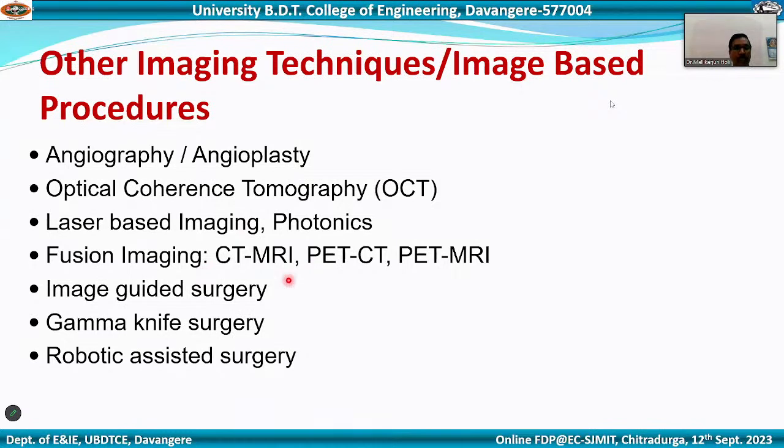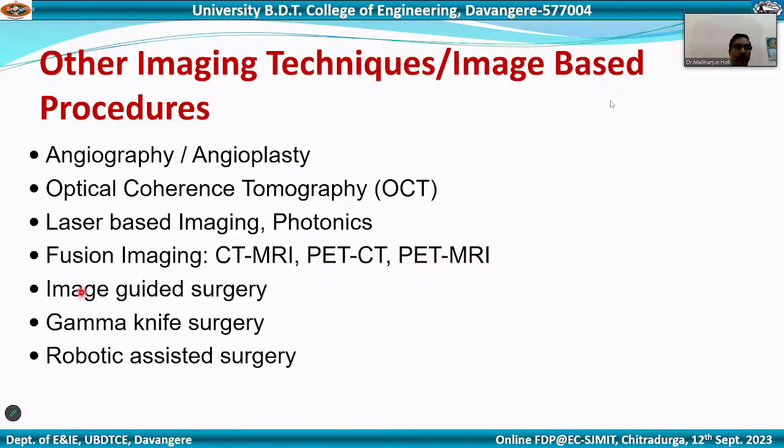Then there is fusion imaging. As I said, CT provides very good contrast for hard tissue and soft tissue, while MRI provides very good contrast among soft tissues. If you club CT and MRI, you get very good information. That is fusion imaging. In that direction, you can club PET with CT. PET provides the functionality of the tissue, and CT provides good anatomical structure, so you get both anatomical structure and functionality. Similarly, you can club PET with MRI.